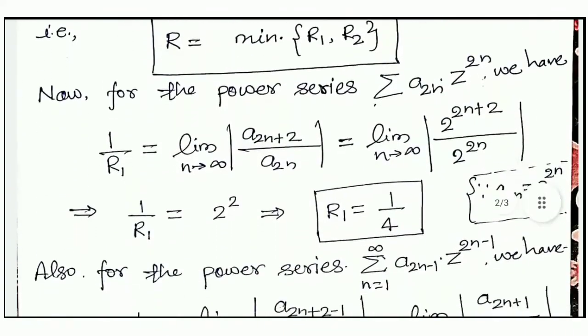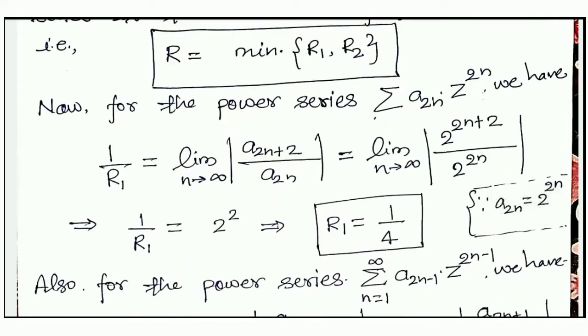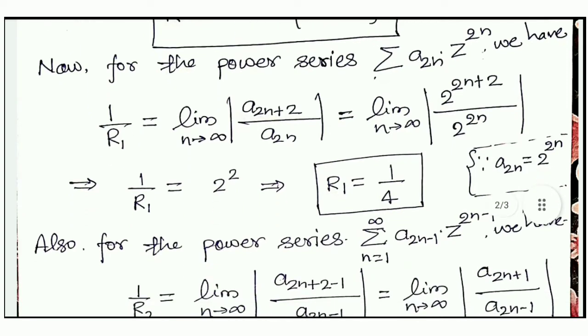So let's see. Here r equals minimum of r1 and r2. Now we are going to find the radius of convergence of both the power series separately. So for the first power series, summation a_2n z^2n, we know the simple formula for the radius of convergence when the coefficient of the general term is known: 1 upon r equals limit n tends to infinity modulus a_(n+1) upon a_n. Here we have the series a_2n z^2n, so the general term is a_2n.